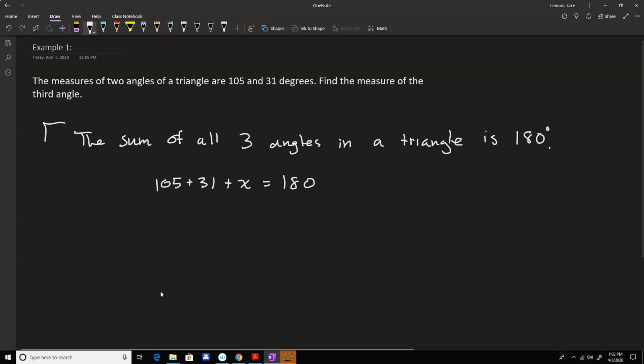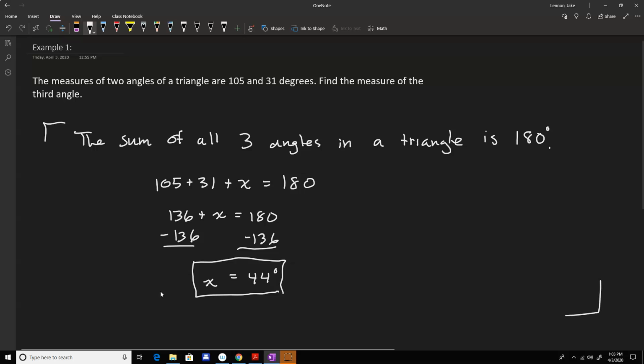And now we just have a linear equation in one variable. So we can add together 105 and 31. So we get 136 plus x equals 180. And then we subtract 136 from both sides. So we get x is equal to, looks like 44 degrees. So that would be our answer here. Pretty straightforward application.